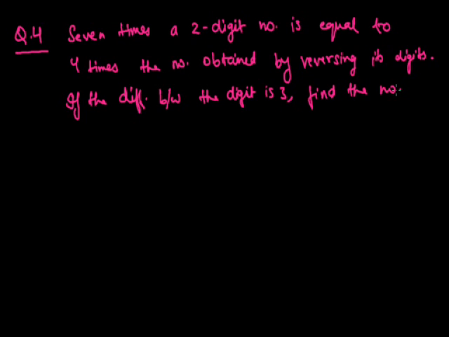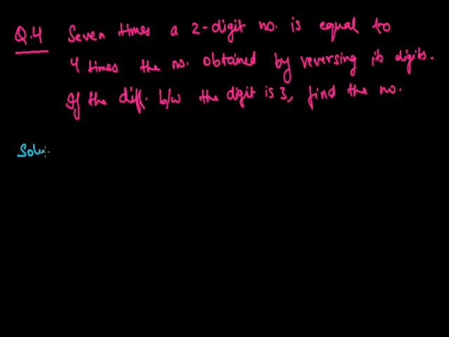What is given in the question is that 7 times a 2-digit number is equal to 4 times the number obtained by reversing its digits. It means if there is a 2-digit number and we reverse its digits, then 4 times that newly formed number is equal to 7 times the original number. And in the second statement, it is given that the difference between the two digits of the number is 3. So we need to find the number.